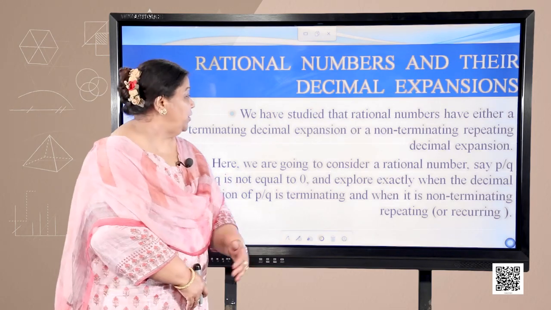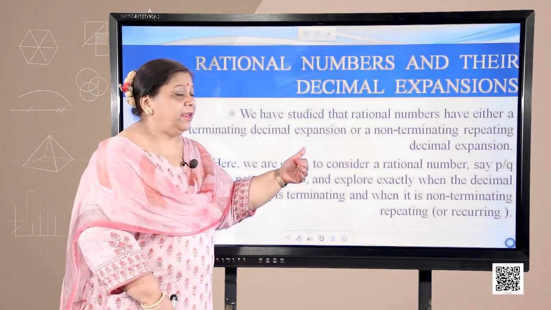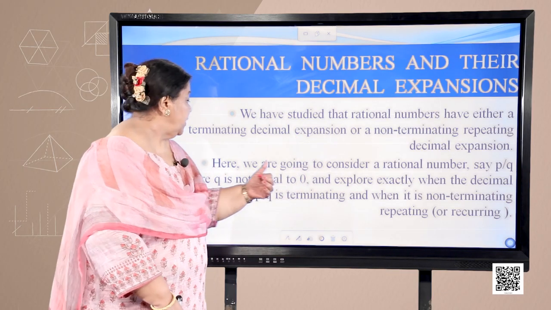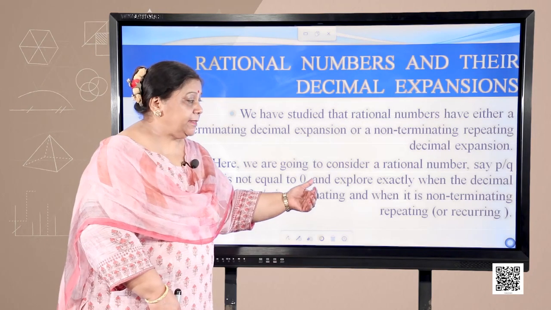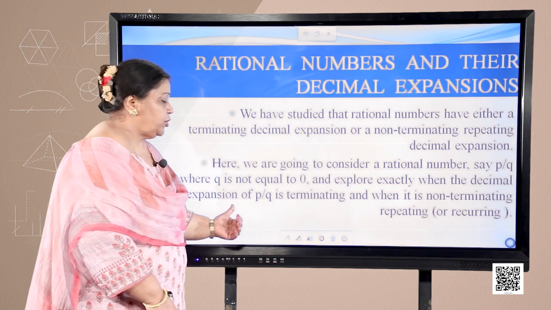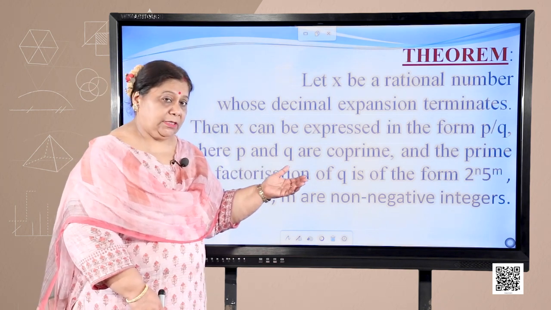So students, we have already studied that rational numbers have either a terminating decimal expansion or a non-terminating repeating decimal expansion. Here, we are going to consider a rational number, say p upon q, where q is not equal to 0, and explore exactly when the decimal expansion of p upon q is terminating and when it is non-terminating, repeating or recurring. Here, let us look into this theorem.